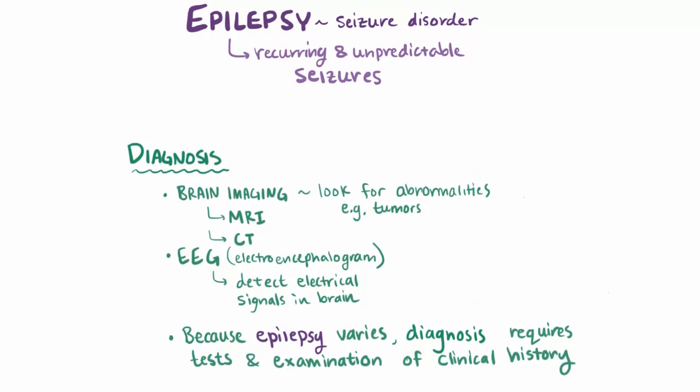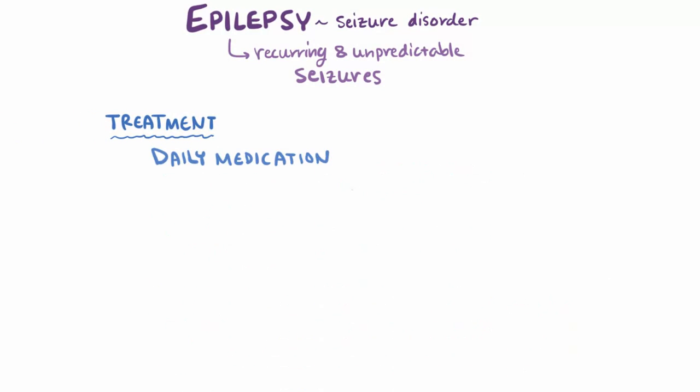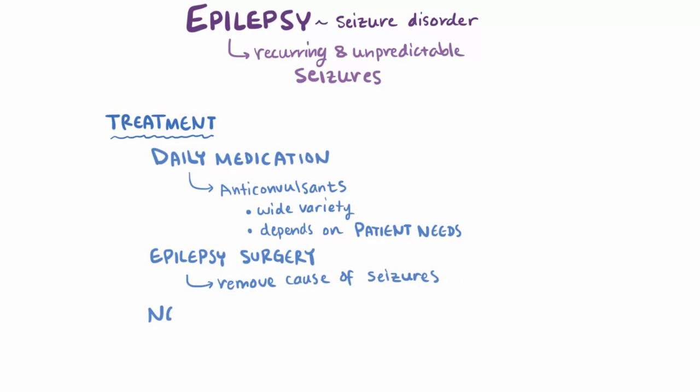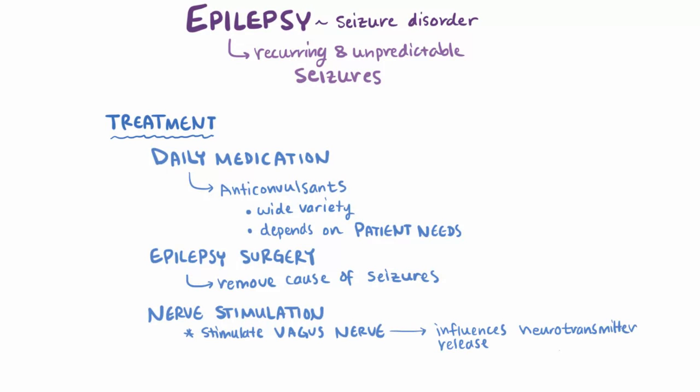Once epilepsy has been diagnosed, it's often treated with daily medication, the primary form of medication being anticonvulsants, of which there are a wide variety of options available that have different targets in the brain, so the choice is based on the specific needs of the patient, including factors like age, lifestyle, other health problems, and the category or subcategory of the epilepsy syndrome. Other treatment options include epilepsy surgery, where they'll remove what's thought to be causing the seizures, like a specific part of the brain or a tumor. Nerve stimulation might also be considered, where certain nerves like the vagus nerve are stimulated, which is thought to control seizures by influencing neurotransmitter release.